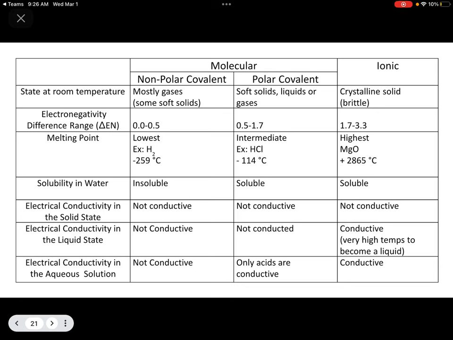Here is a chart that summarizes a lot of the information: the state at room temperature, the electronegativity, and melting point, based on whether it's ionic or molecular. If you want to pause and save this, you're more than welcome to do so. This is a great chart. Do take a look at this, it will be very helpful. I hope that was able to clear some information up on how we figure out what is what.